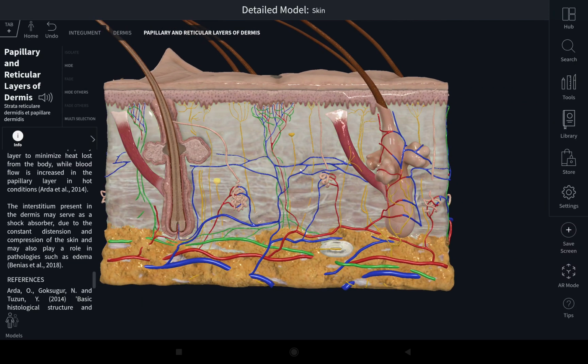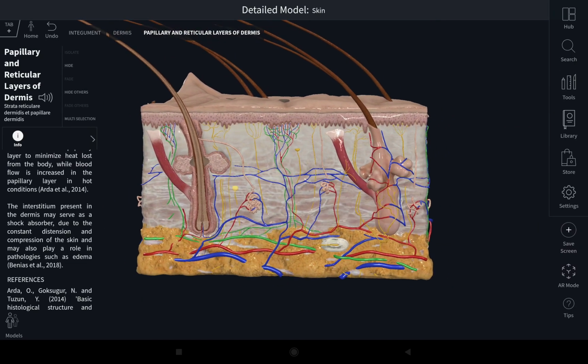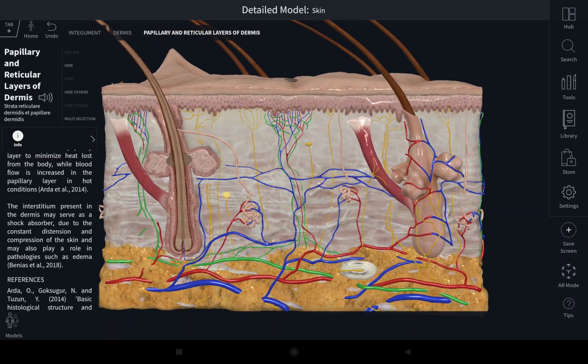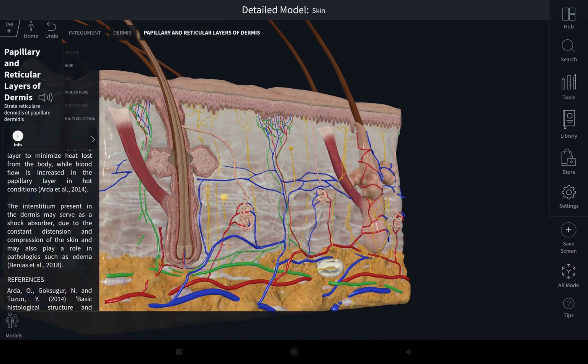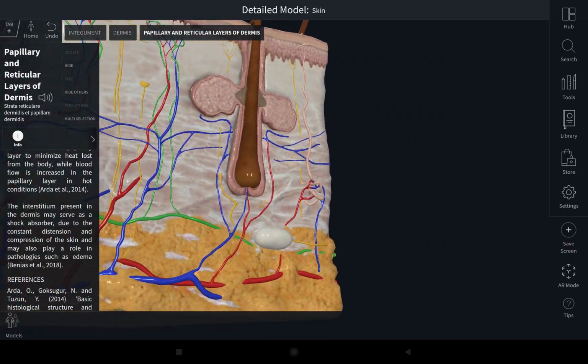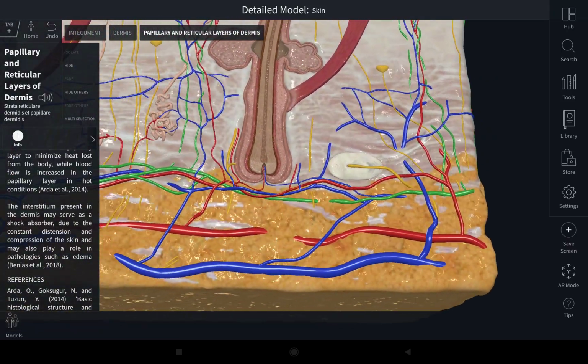The interstitium present in the dermis may serve as a shock absorber due to the constant distension and compression of the skin, and may also play a role in pathogenesis such as edema.